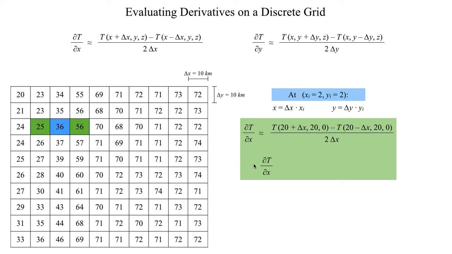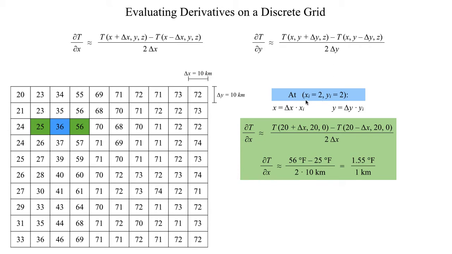So this would give us 56 degrees Fahrenheit, if this is in Fahrenheit, minus 25 degrees Fahrenheit. Again, this is the temperature at x equals 30 kilometers, minus the temperature at x equals 10 kilometers. Divide that by 2 delta x, we get 56 degrees Fahrenheit minus 25 degrees Fahrenheit, divided by 2 times 10 kilometers. And if you do that calculation, you'll get the temperature gradient at that point in the x direction is 1.55 degrees Fahrenheit per kilometer. So that takes care of the x direction.